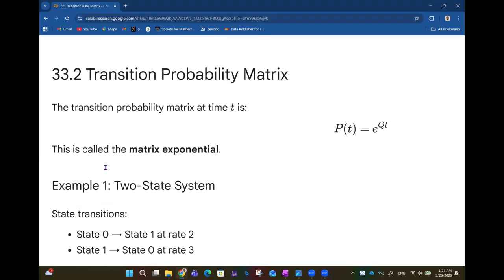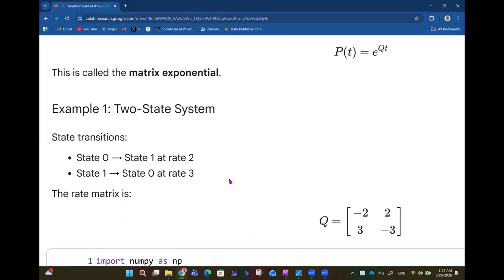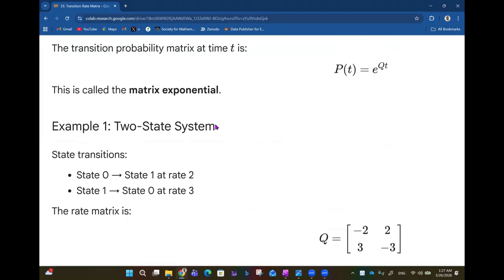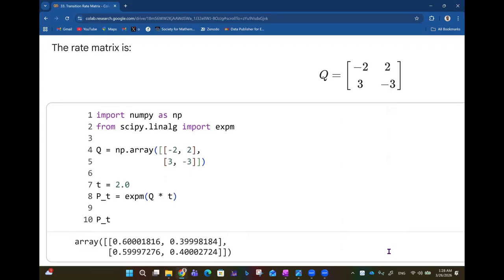Then we talk about the transition probability matrix, which we also saw the other time. The transition probability matrix at time t is given as P of t equals e raised to the power Qt, and this is called the matrix exponential. So in example one, for instance, we have a two-state system where the transition from state 0 to state 1 is at rate 2. So this is state 0, this is state 1. From 0 to 1, that's 2, and from state 1 to state 0, that is 3. So staying at state 0 is minus 2, staying at state 1 is minus 3. That's what this implies.